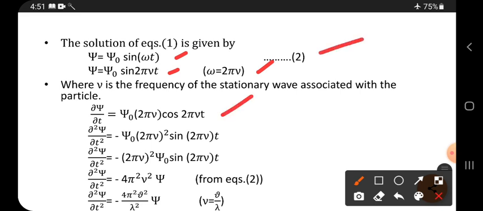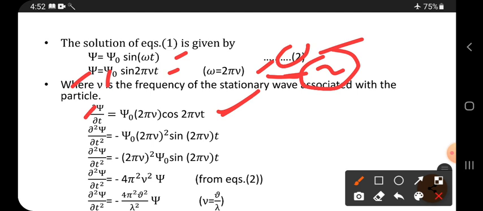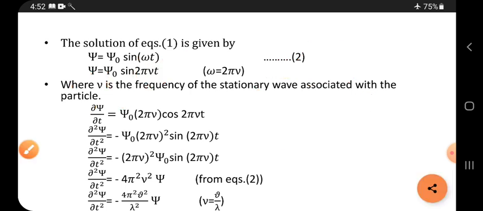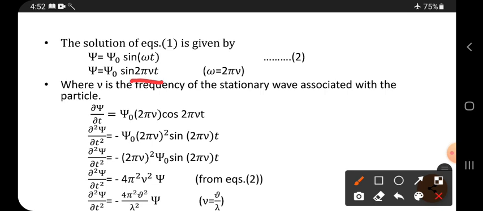Differentiate equation 2. So differentiating the second equation, when you do partial differentiation, dou psi by dou t becomes psi naught, which is a constant term, times sin of 2 pi nu t, which becomes cos 2 pi nu t, but 2 pi nu comes outside. Whatever quantity is present in the multiplication of t, that quantity comes outside. So the multiplication of t is 2 pi nu; this 2 pi nu comes outside.